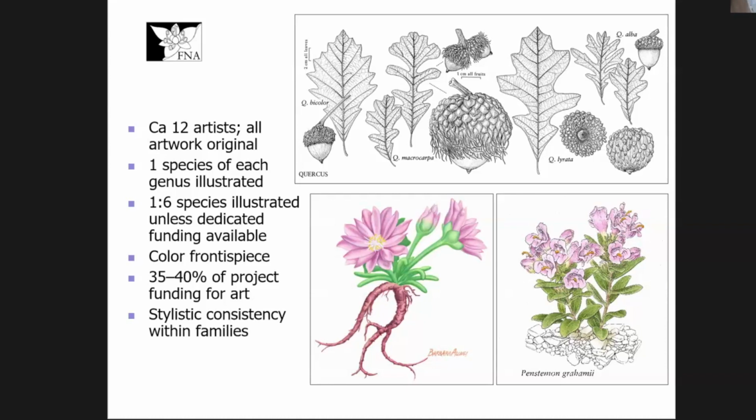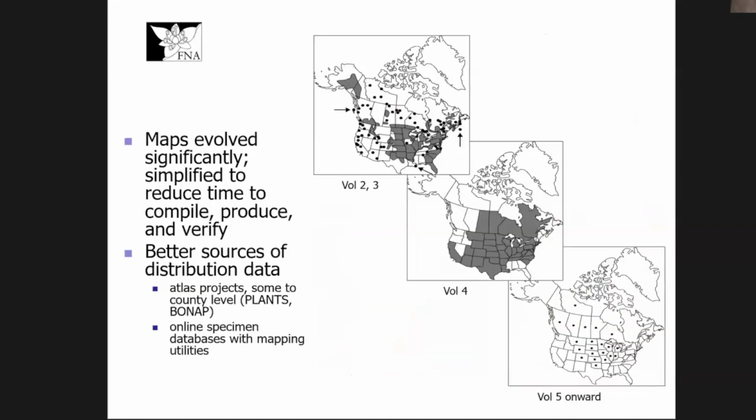If you look across the volumes, there are stylistic differences, but we try to keep those to a minimum within the volumes. Maps almost killed the project. Early on, they were doing these shaded maps, which took forever to put together and to verify. It was just not something that was sustainable. So early on, we switched away from shaded maps, and then there was the realization, hey, this is not an atlas project. There are better ways to get this information. So let's just provide a snapshot of where these things occur based on the information in the flora, and that's what we've gone to.